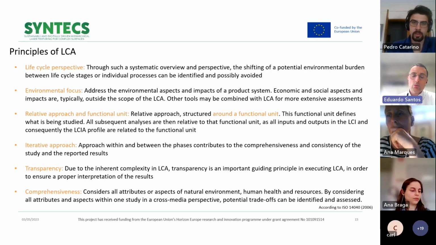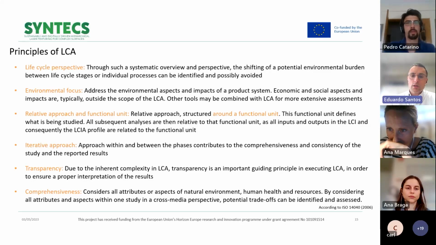It has also to be done in a way that is comprehensive. So to consider the different attributes and aspects of the natural environment, the human health, the resources. So not to look at the environmental performance just from one side or from one perspective, and it needs to have a comprehensive overview.